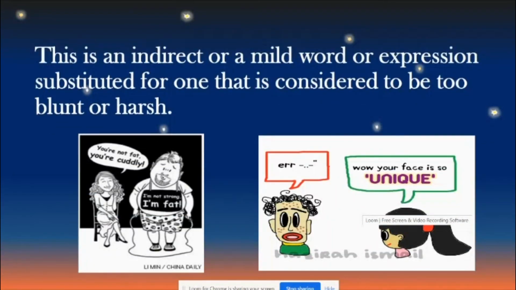Euphemism is an indirect or mild word or expression substituted for the one that is considered to be blunt or harsh. You're not fat, you're cuddly, or instead of saying someone is ugly, you say that their face is unique. So in modern times, euphemism can be connected to being politically correct, wherein you try to use polite words in order to not offend anyone.